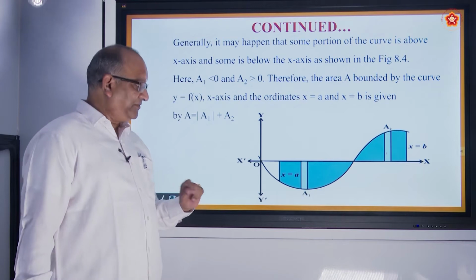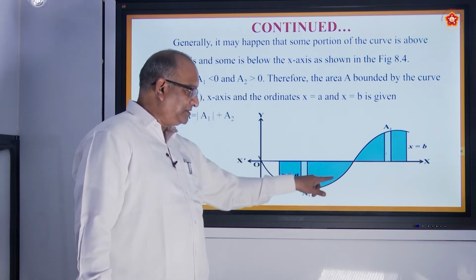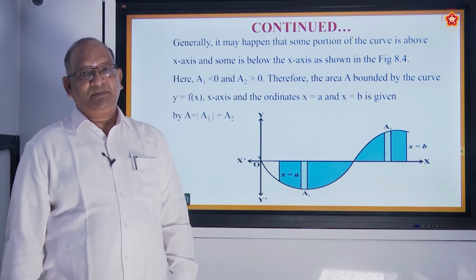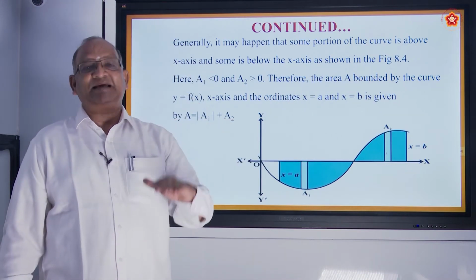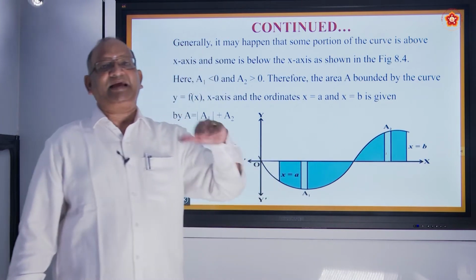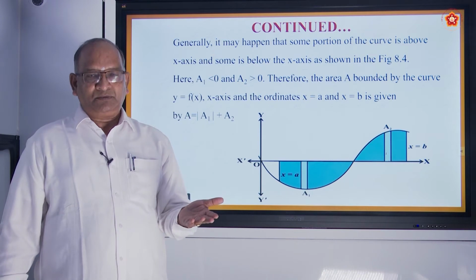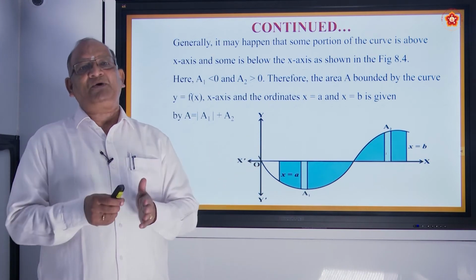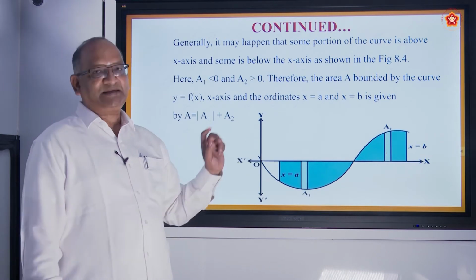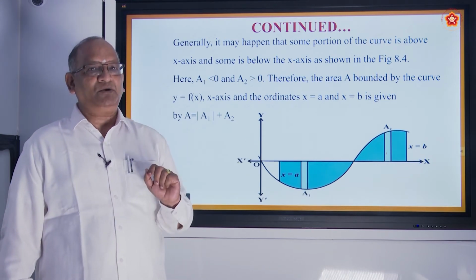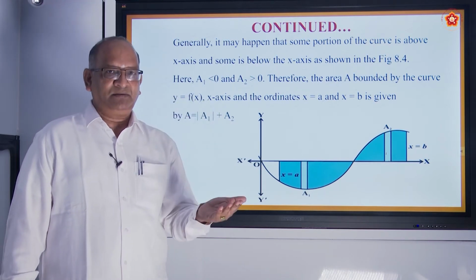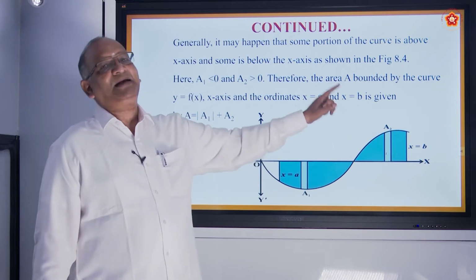Now, sometimes the curve is like this. You can see some part of it is below the x-axis and some part of it is above the x-axis. Whatever is below the x-axis, that area is going to be negative. Whatever is above the x-axis, the area is going to be positive. So what do we do? If you directly add both of them, you will not get the correct area. For example, in this case, you won't get it directly. So what do we do? Whatever is negative, take the absolute value of that, and whatever is positive, directly add that.